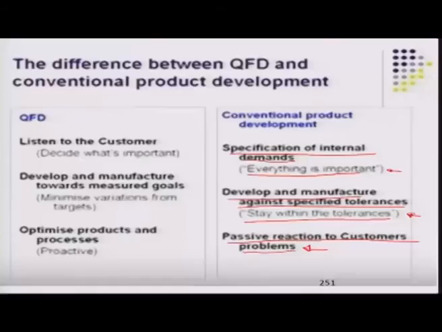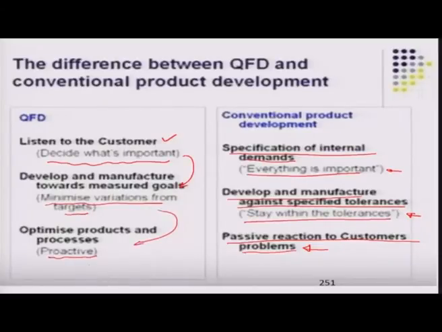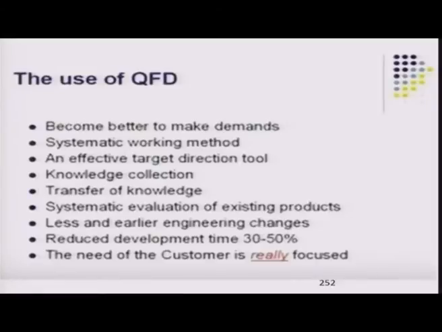As opposed to this, in QFD, you listen to the customer, decide what is going to be important for you to do, and develop and manufacture towards the measured goals which come from the customer's voice right here. Then you optimize the products and processes in a proactive manner so that the customer is happy. So that's the major difference between QFD and the conventional product development process.